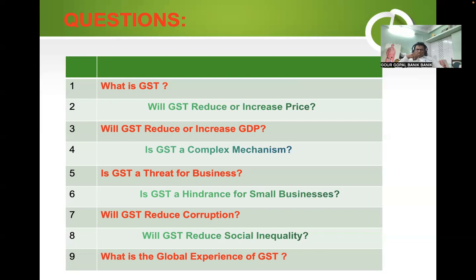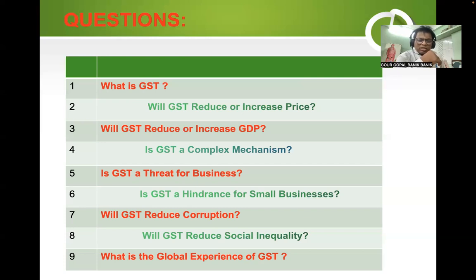And we have to understand whether GST is a complex mechanism or not. Is it too complex? Will it be a problem for the businessman? Is GST a threat for business? Because many people say GST will be a problem for business, and that GST will be a hindrance for small businesses. Many people also said that GST may increase corruption. We shall understand, clarify, analyze and explain whether GST will reduce corruption or not. Will GST reduce social inequality? We shall understand that too.